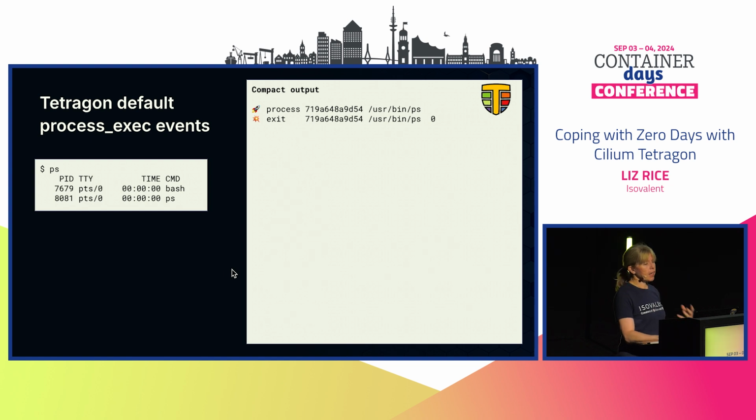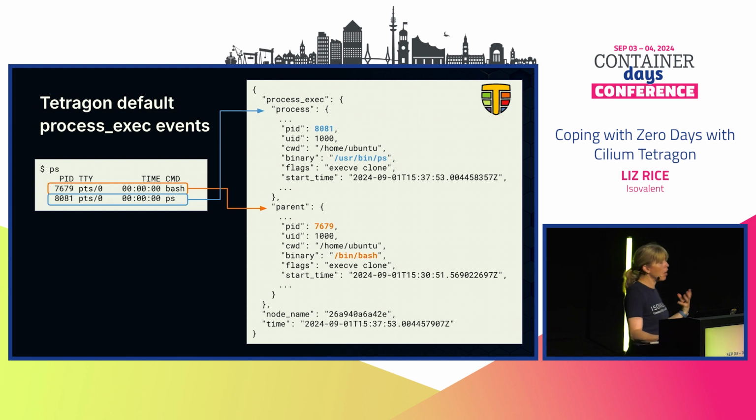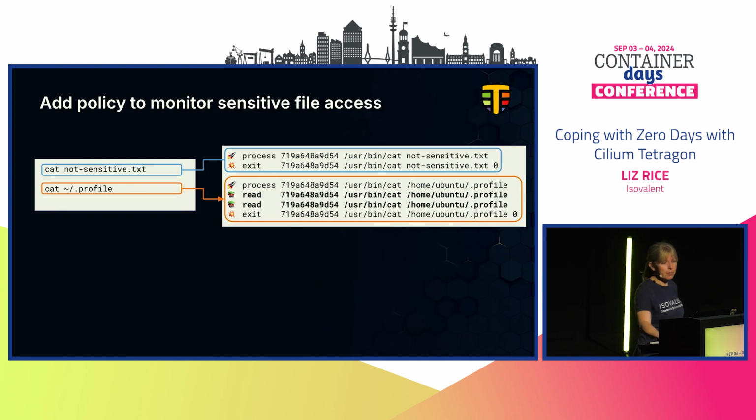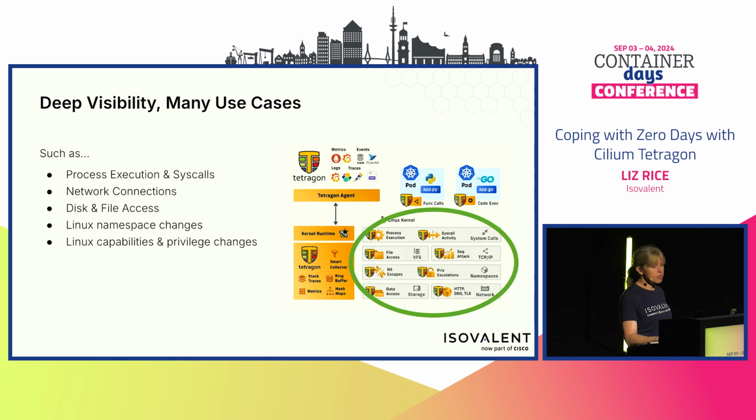So we've created a policy that gives us extra logs when we do this access to a sensitive file. We've seen we can get compact output, we get default entry and exit events emitted by Tetragon every time we run a process. We've got this hierarchical information about not just the process itself, but also its parent. And we can create a policy to output additional events for specific things that we're interested in. In this case, it was accessing sensitive files.